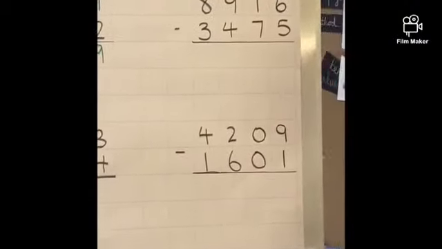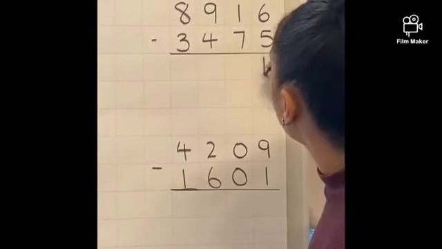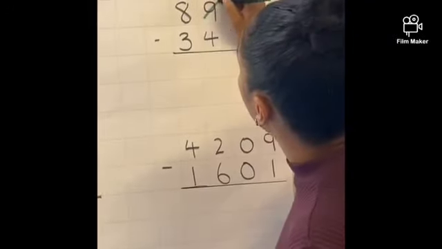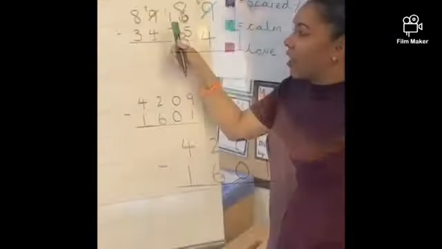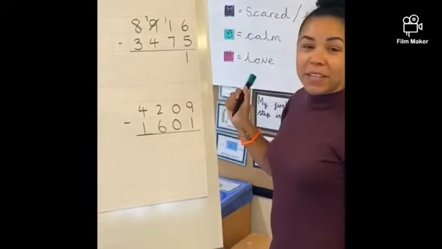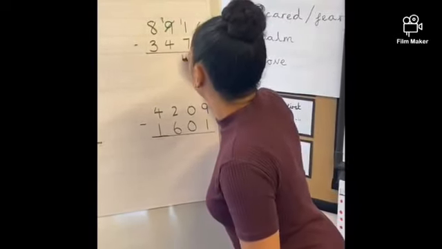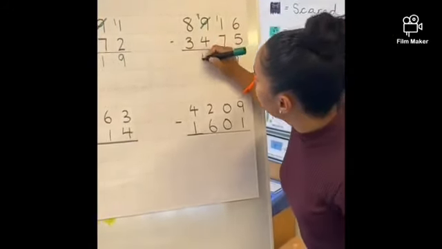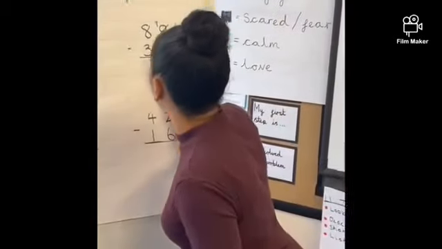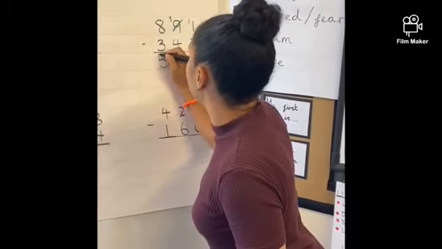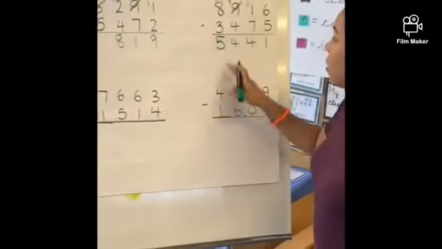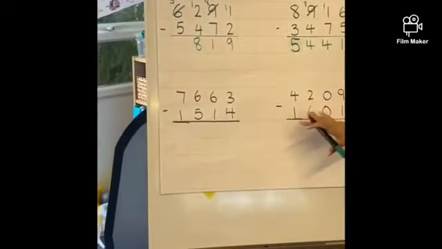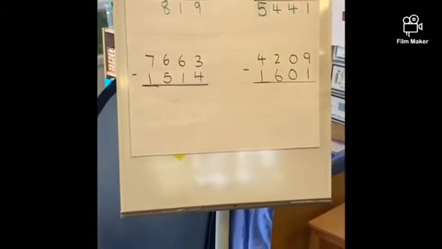I'm going to move over, 6 minus 5 is 1, moving over again, 1 minus 7 I can't do, so I'm exchanging again, moving into my hundreds column. Okay, so I've exchanged that and now it's 11 minus 7, which is 4. Moving on, 8 minus 4 is 4, and then 8 minus 3, which is 5. So my answer to the second one is 5,441.